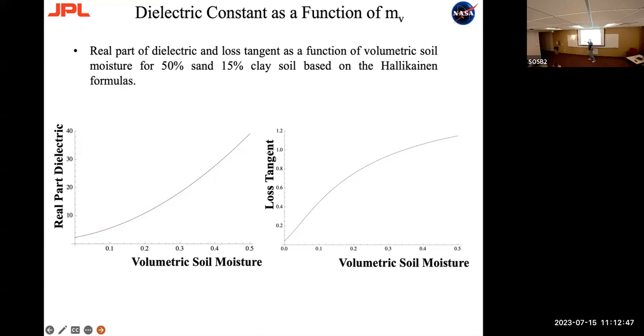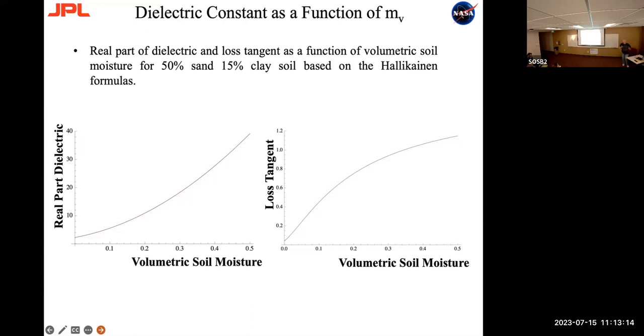So 0 means there's no moisture in there, and this is the volumetric soil moisture, the soil moisture by volume. And you can see that the real part of the dielectric goes way up as the soil moisture goes up. So you can see there's a way to invert that information. And that's what people look at when they're trying to understand that. And that's for a particular soil type. So there's another piece of information.